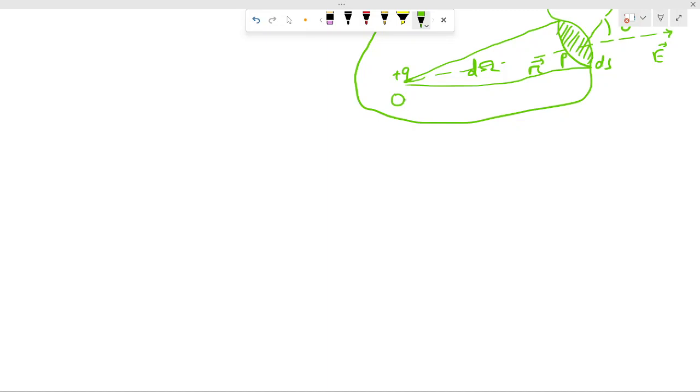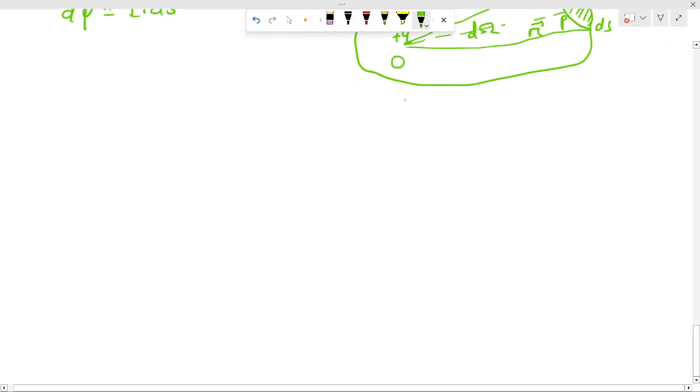Then the electric flux through ds vector will be given by, if I have to write the electric flux through your ds vector, d phi is E dot ds. This much is clear to you or not? I hope this much is clear to you.